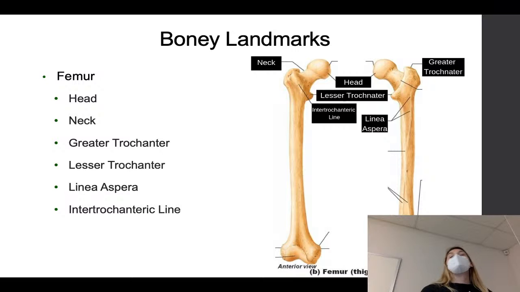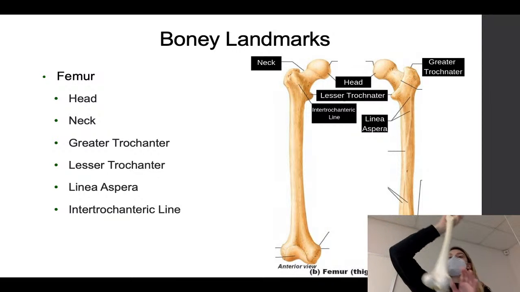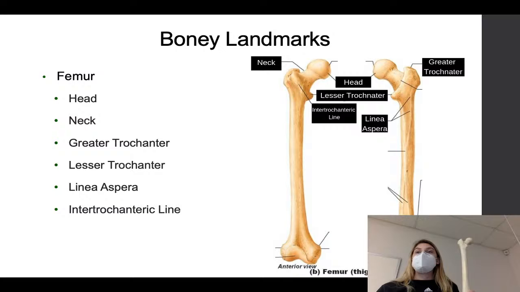Okay, next is the linea aspera. Linea means line. The linea aspera is a little bit harder to see. If we look on here, we can see a bit of a crest forming in the back. You can really see it better on this one. See how you have this line coming down the back? It's kind of a pulled up piece. That line going down the back of the shaft of the femur is the linea aspera. Going down right here, we'll have a few muscles that attach there.